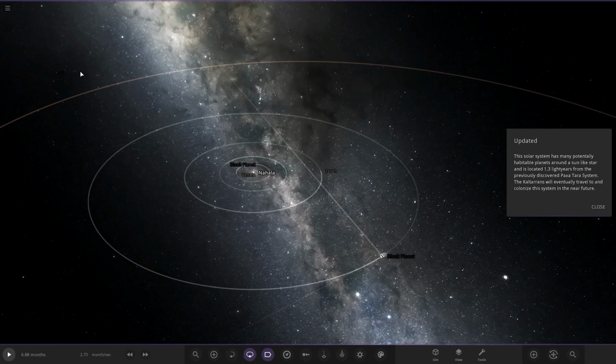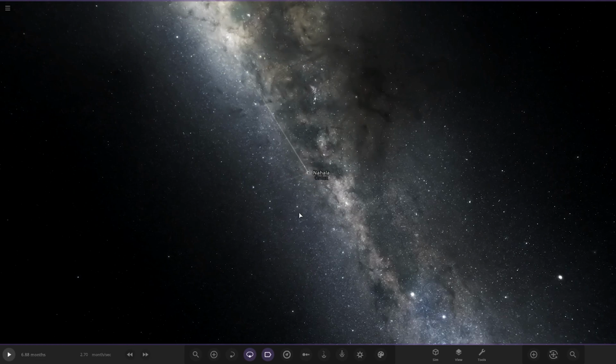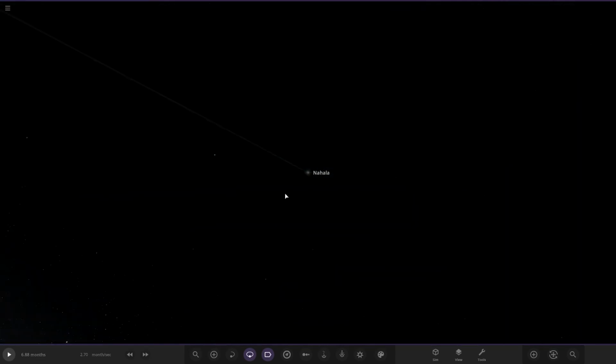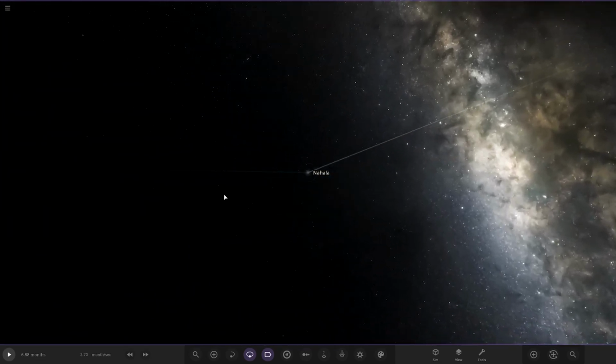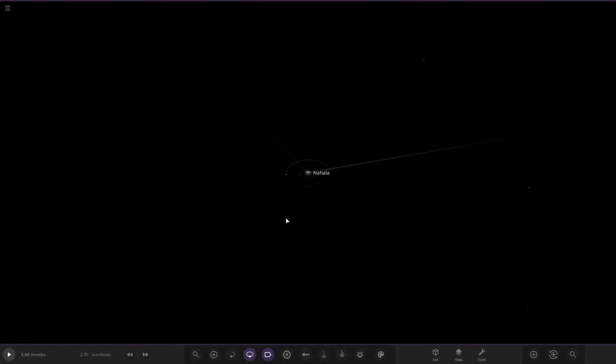Right. This solar system has potentially habitable planets around a sun-like star and is located 1.3 light-years from the previously discovered Paxatara system. The Calaterans will eventually travel to and colonise this system in the near future. Okay, cool. Is it in the same simulation as the other one, maybe? No? What is it? Because you can see there's a lot of trails going all over the place. Okay, well there it is. All right.